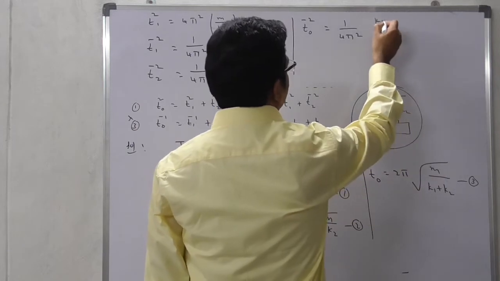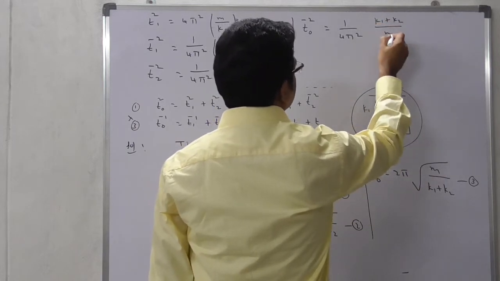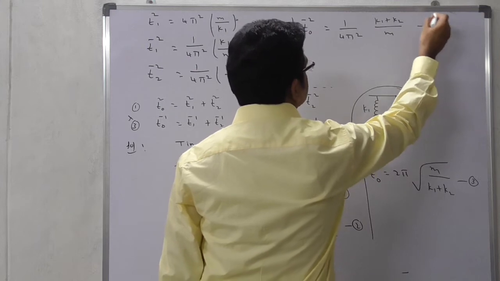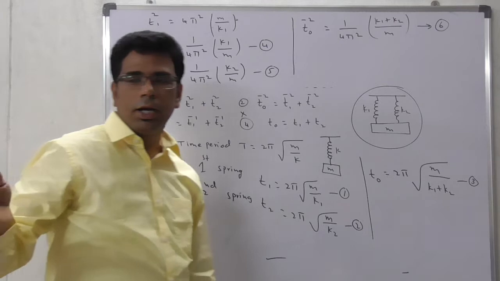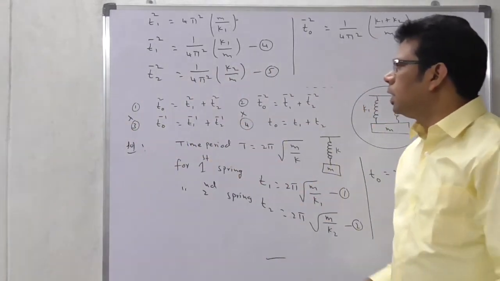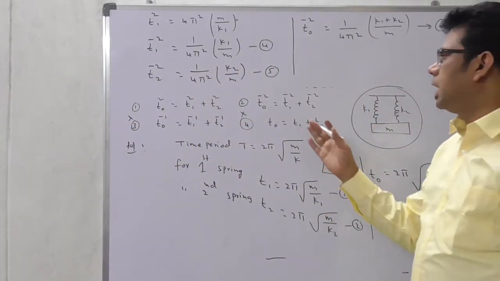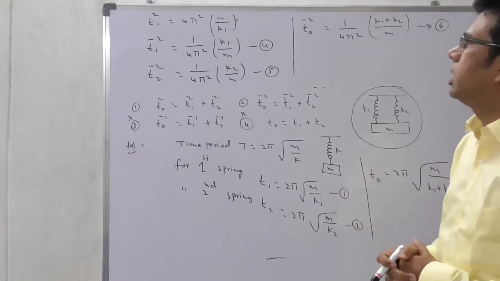Then we get k1 plus k2 by m. Let it be equation number 6. Clear, students? Right. Simple. Now you can guess your answer. You can tally the options. The first one is not correct.